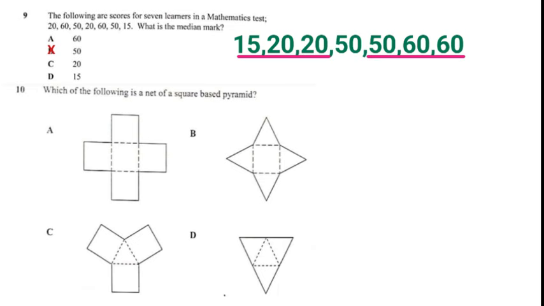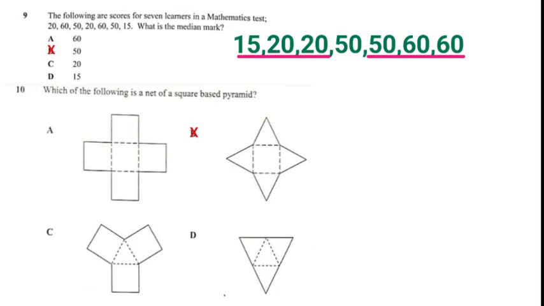So when you look at these shapes, A has got a square base, but it's not a pyramid. That one is just a box. When you fold those parts, you'll find that you come up with a box. When you come to B, it has got a square base, and when you fold all those other 4 wings, they'll form a pyramid. So this is a square pyramid. So B is the correct answer.